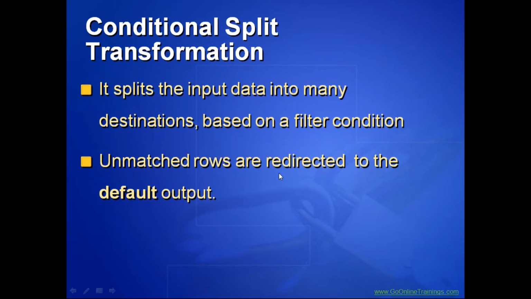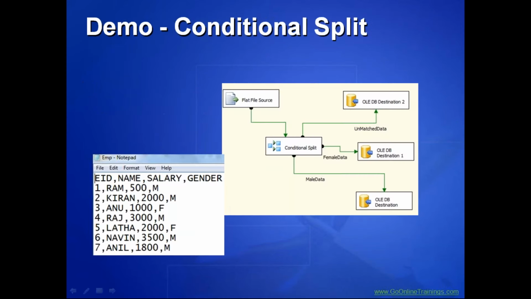So unmatched rows are redirected to the default output. Now, here is one example I had given. We have different destinations available here. I'm getting the data from a flat file source and I'm applying a condition here. All male data is going here. All female data will go here. Unfortunately, I don't have any other data, so all the data will go here. Unmatched data will be zero records here.